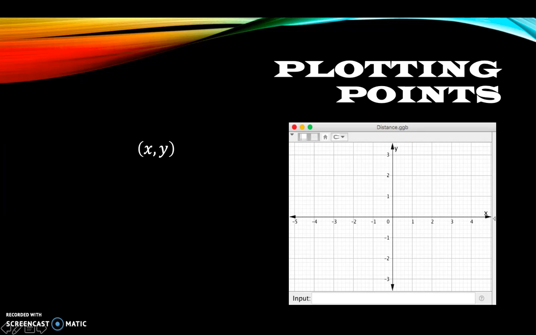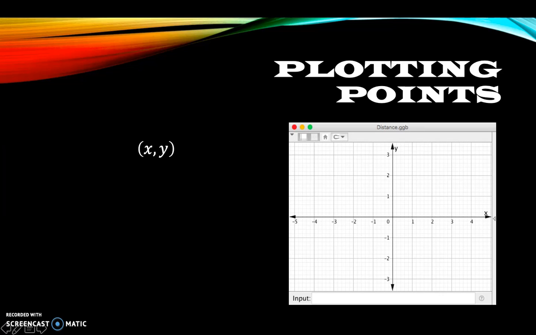The Cartesian coordinate plane is divided into 4 quadrants. In the upper right-hand corner is quadrant 1, (x, y). In the upper left-hand corner is quadrant 2, (negative x, y). In the lower left-hand corner is quadrant 3, (negative x, negative y). And in the lower right-hand corner is quadrant 4, (x, negative y).